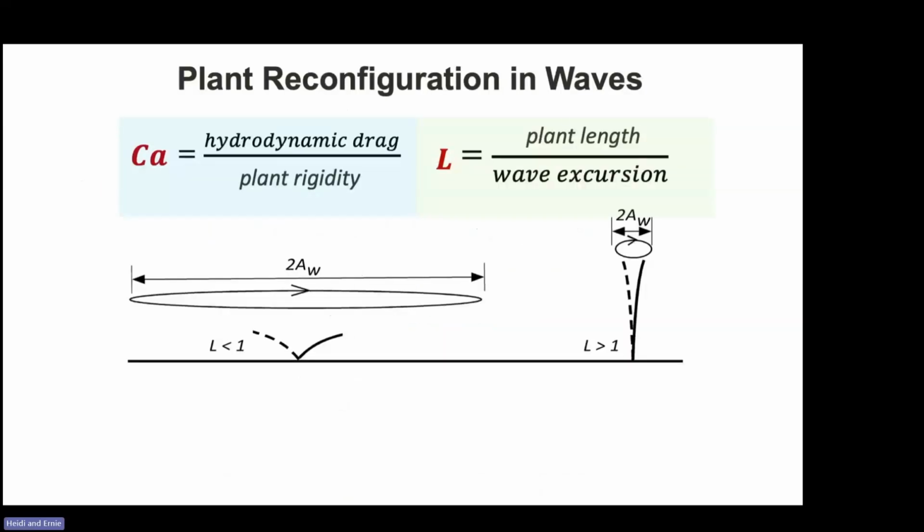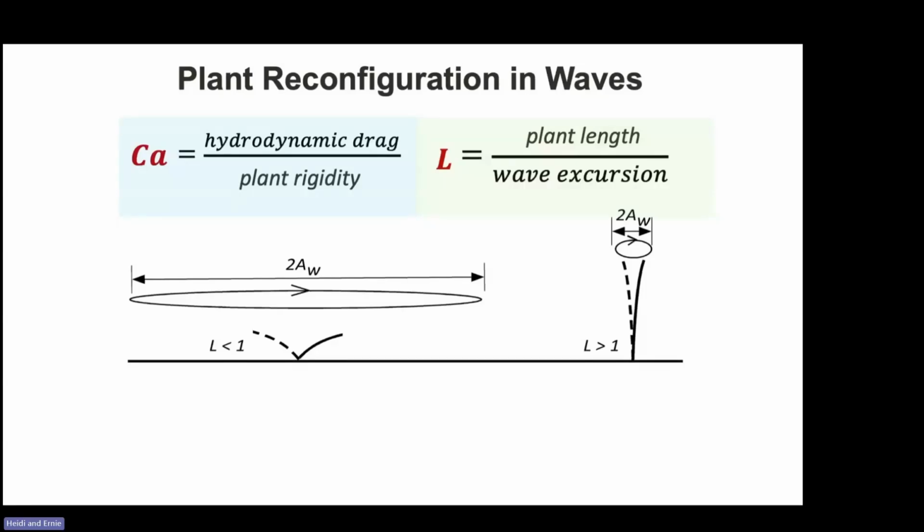So in waves, the plant reconfiguration is controlled by both of these non-dimensional parameters. The first is the Cauchy number, which I already introduced, and the second is the parameter L, which I'll call the length ratio, which is the ratio of the plant length to the wave excursion. If the Cauchy number is greater than 1 and the plant can move, there are two possible scenarios. The left-hand image shows the condition when L is less than 1, for which the wave excursion is large compared to the plant length.